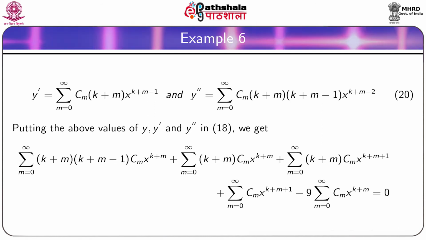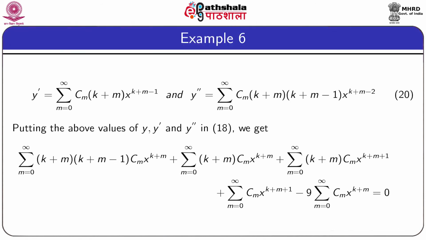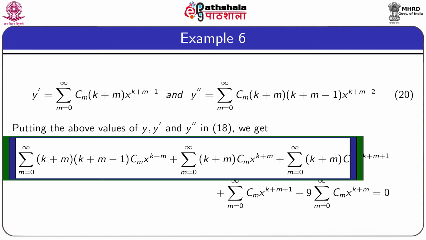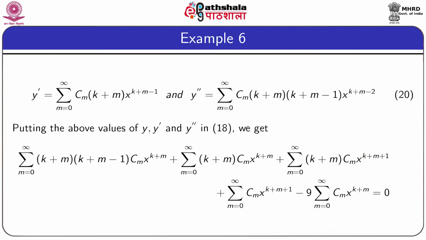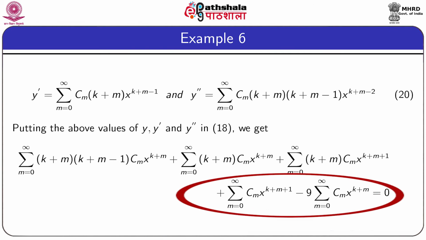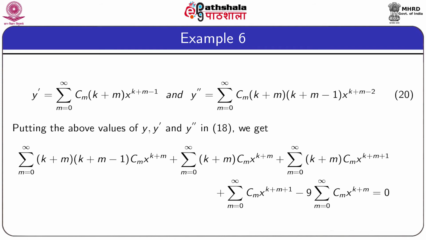We substitute the values of y dash and y double dash in the differential equation 18, and we will get summation m equal to 0 to infinity (k plus m)(k plus m minus 1) c_m x to the power k plus m plus summation m equal to 0 to infinity (k plus m) c_m x to the power k plus m plus summation m equal to 0 to infinity (k plus m) c_m x to the power k plus m plus 1 plus summation m equal to 0 to infinity c_m x to the power k plus m plus 1 minus 9 times summation m equal to 0 to infinity c_m x to the power k plus m equal to 0.